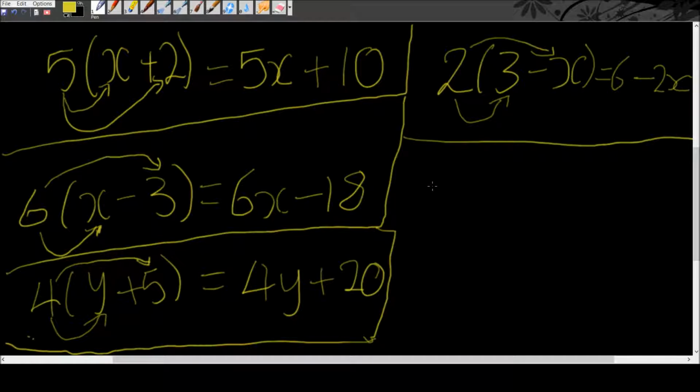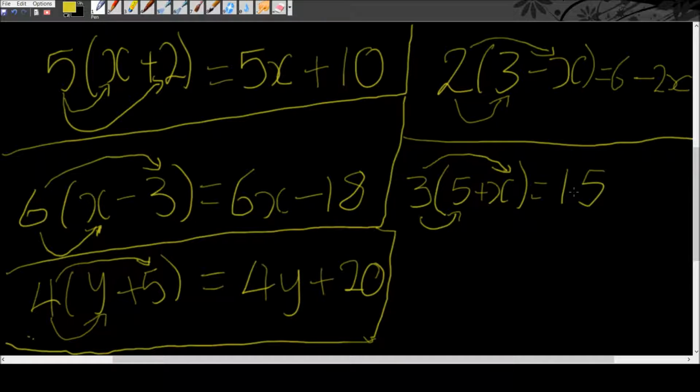Let's look at another example. So let's have 3 outside, and let's have 5 plus x. Again, do little arrows. You can do your arrows to help you out with what you're multiplying by what. So 3 times 5 is going to give us 15, and 3 times the plus x is going to give us plus 3x. Lovely. So those are a few examples done, as you can see, guys. It's not really hard at all.